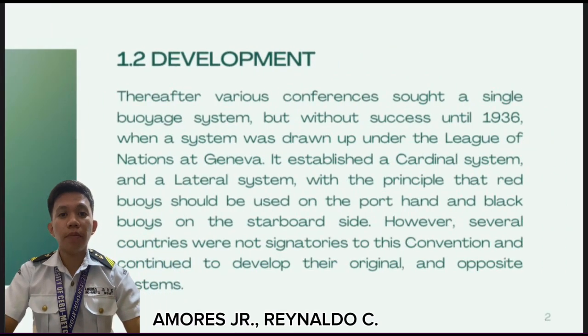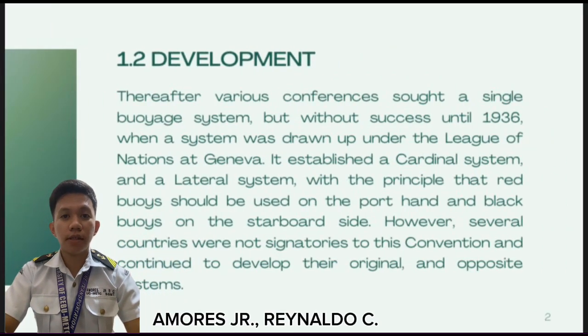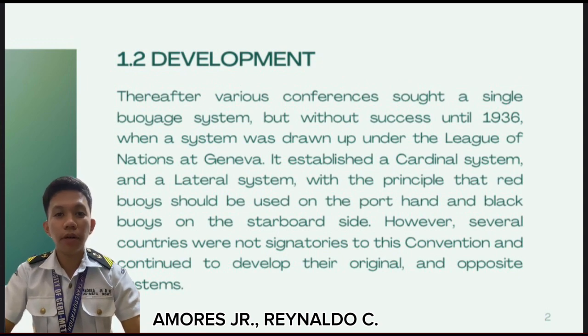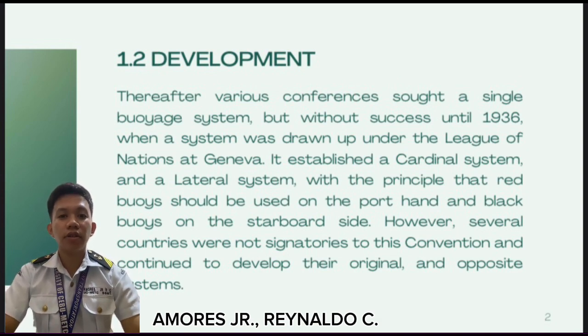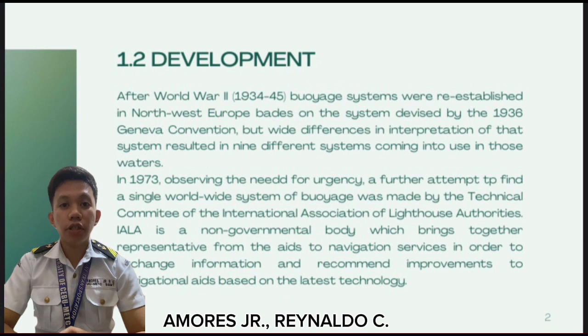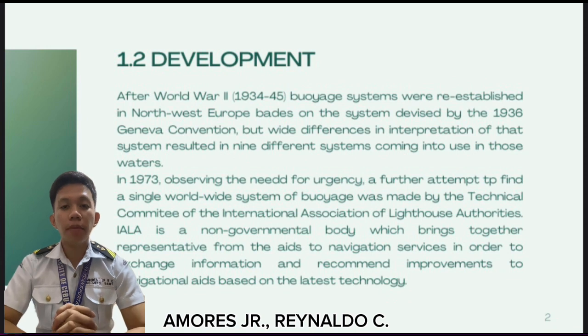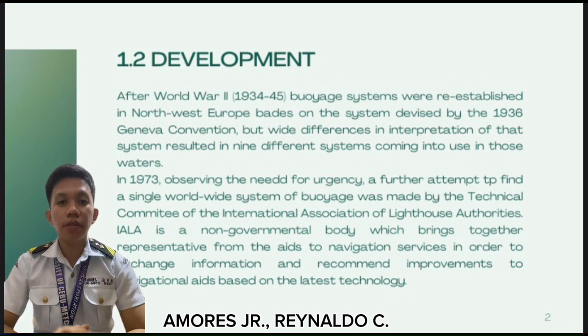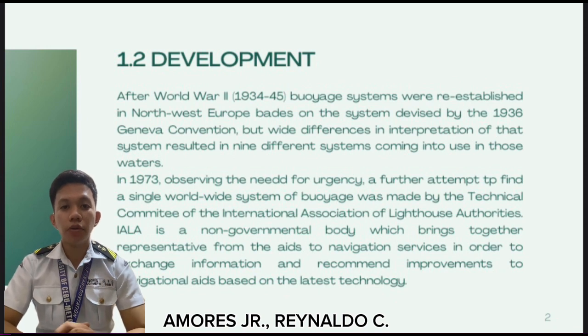Numerous attempts were made to establish a unified buoy system, but success eluded them until 1936 under the League of Nations. At Geneva, a system was formulated introducing cardinal and lateral systems. This system advocated using red buoys on the port side and black buoys on the starboard side. However, several countries did not endorse this, continuing to maintain their original statutory systems. Post-World War, a buoyage system in Northwest Europe was implemented based on the 1936 Geneva Convention. However, diverse interpretations of the system led to the emergence of nine different systems in those waters.